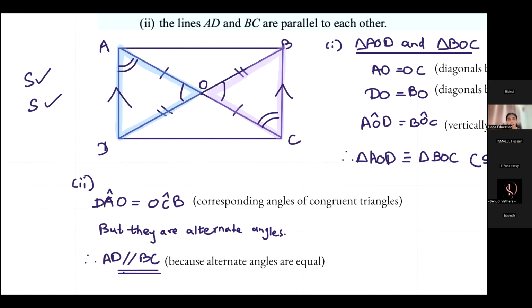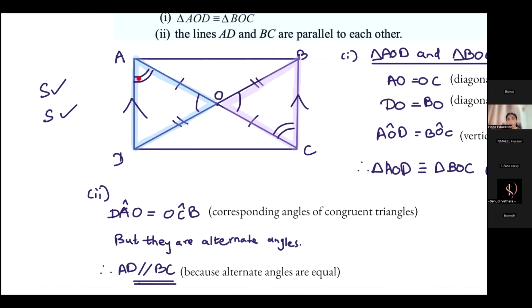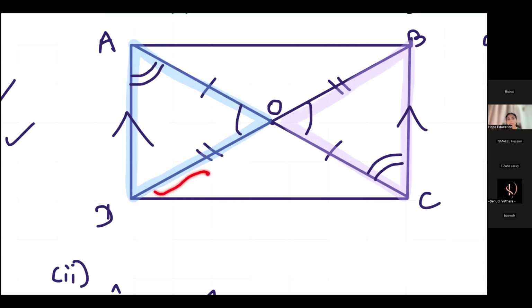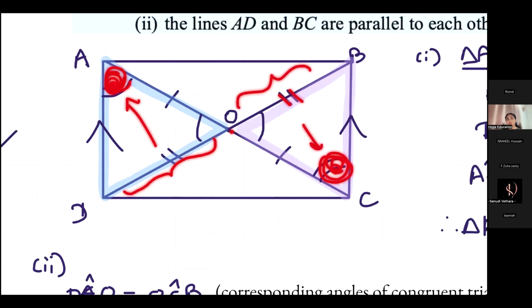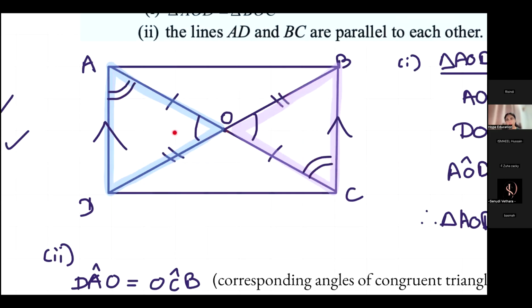Look, in the blue triangle, the angle opposite this double line side is this one. In the purple triangle, the angle opposite this double line side is this one. So therefore, those two angles should be equal because they are corresponding angles. Sorry, because they are congruent triangles. So corresponding angles are equal. Is that clear, Smile?